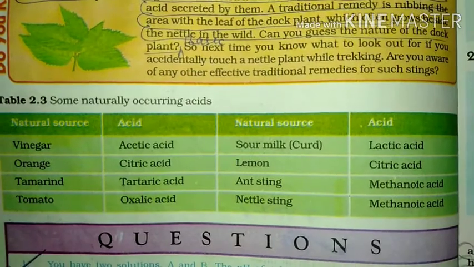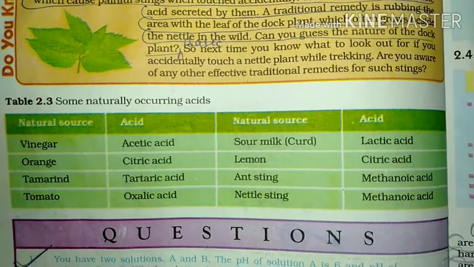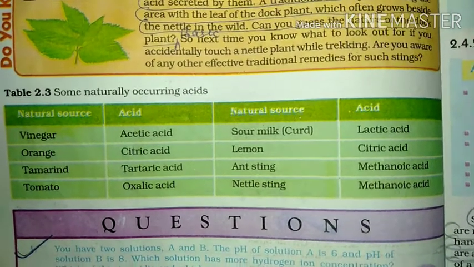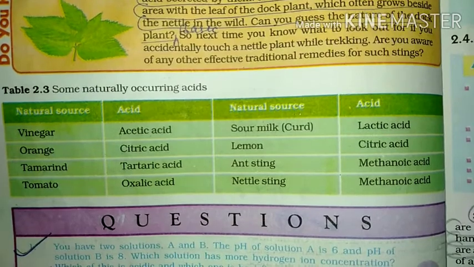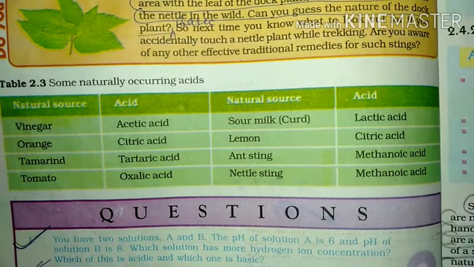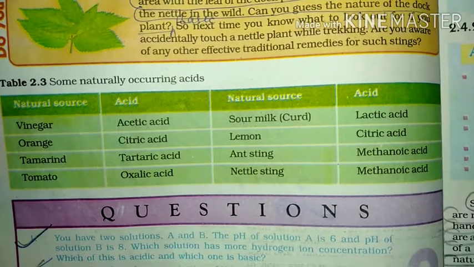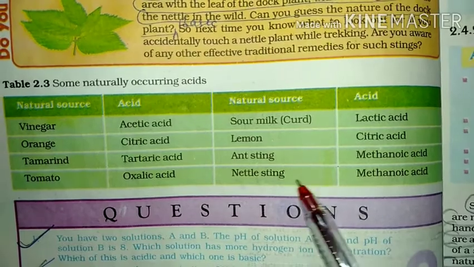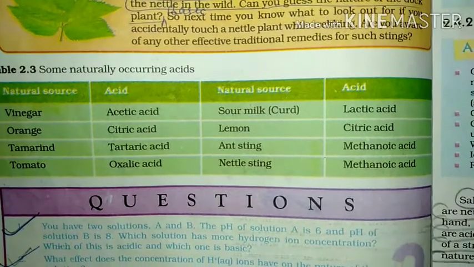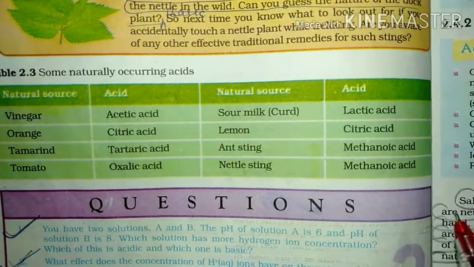Then students, there is one table I want to tell you. This is one of the important tables. In vinegar, acetic acid is present. In orange, citric acid. In turmeric, tartaric acid is present. In tomato, oxalic acid is present, and in milk, lactic acid is present. In lemon, citric acid, as I have told you. The honeybee has methanoic acid, another name for which is formic acid, and nettle leaves also have methanoic acid.